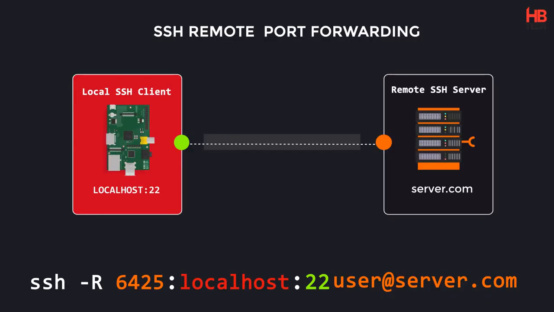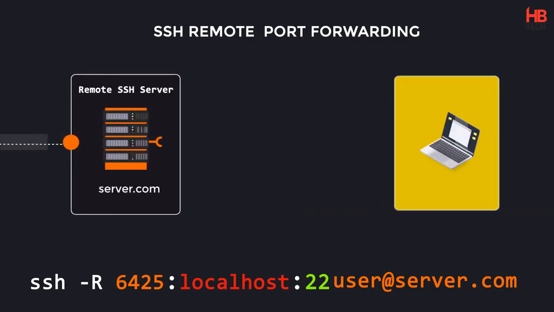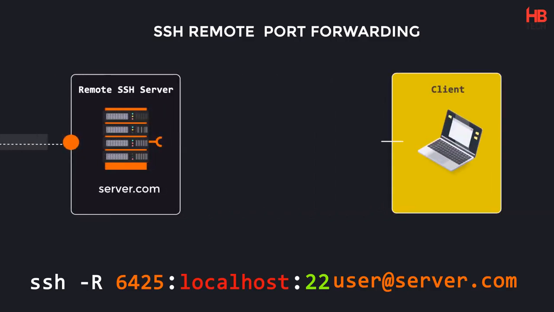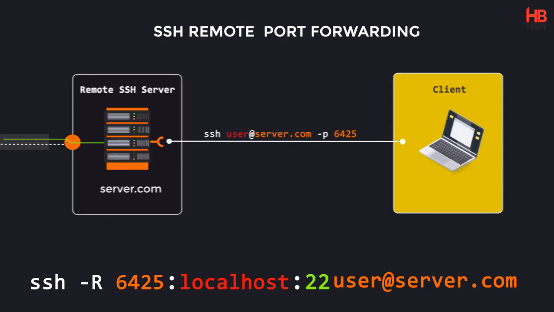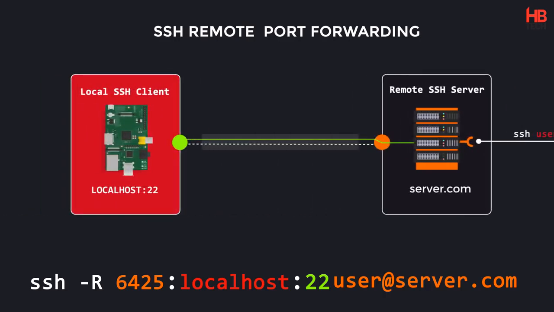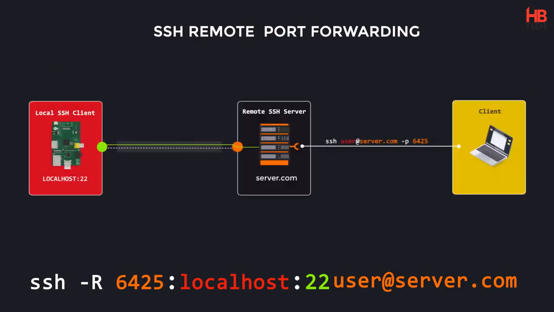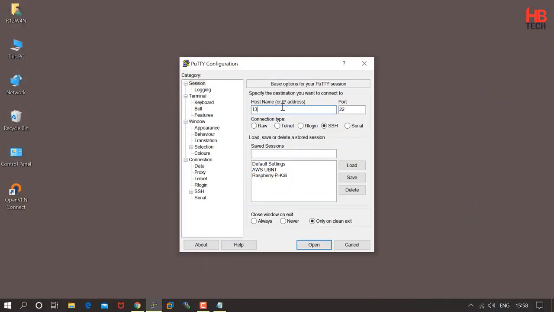You can SSH directly into the dropbox without logging into the server. For that, type ssh raspberrypi-user@server-IP -p and the port that you have specified in the remote SSH tunneling. Let's see how we can do it.